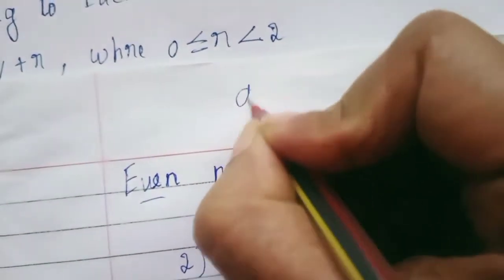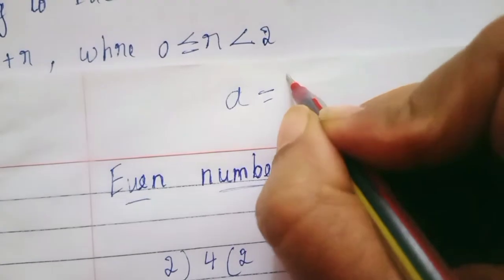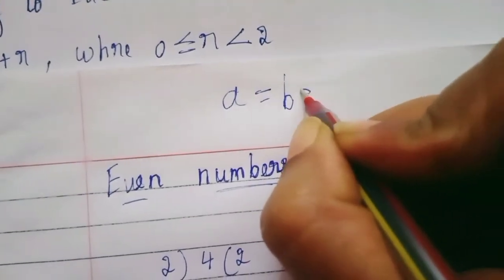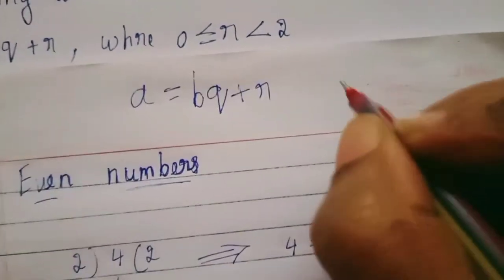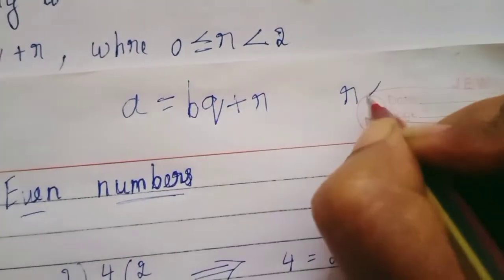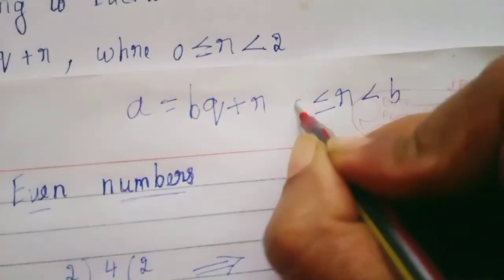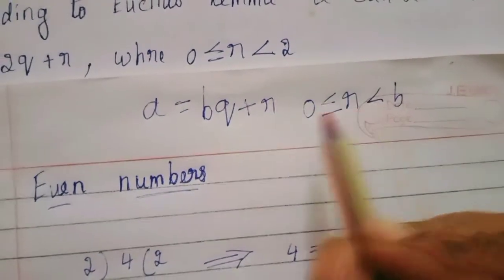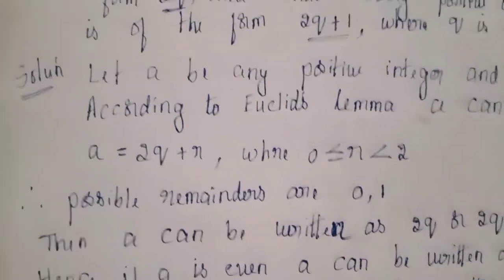You know that when A is divided by B, there exists a quotient Q and remainder R. So we can write A as B into Q plus R. What is the condition on R? Where R is less than B and greater than or equal to 0. So keeping this Euclid division lemma in mind, let us continue with example 2.